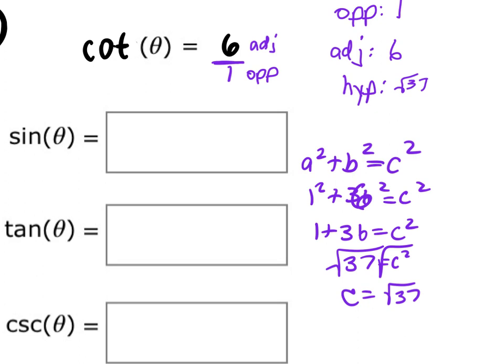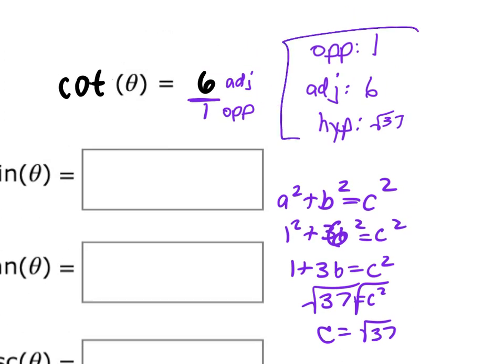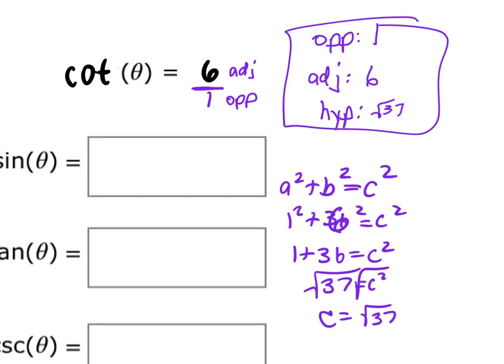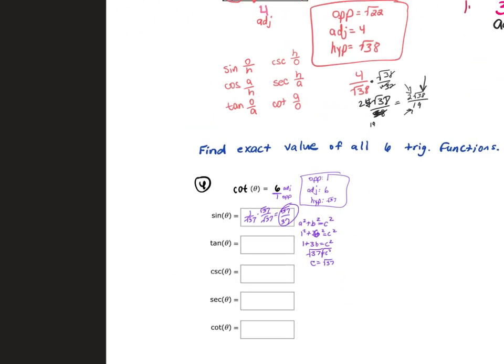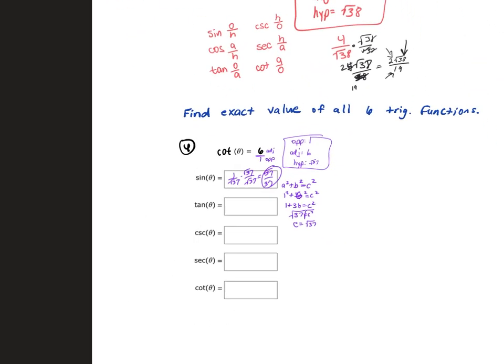And then you would use that information to answer any of these trig functions. If I said, what's the sine? You would tell me opposite over hypotenuse. So it would be 1 over root 37. Can I leave it like that? No, you'd have to rationalize. So it would become root 37 over 37. Is everybody with me? Understanding what I mean by that? Yeah. Okay.